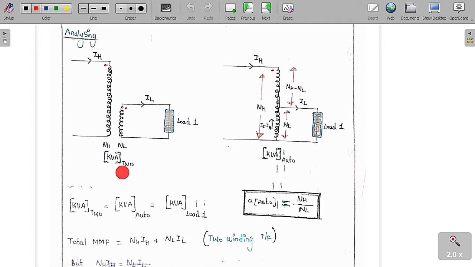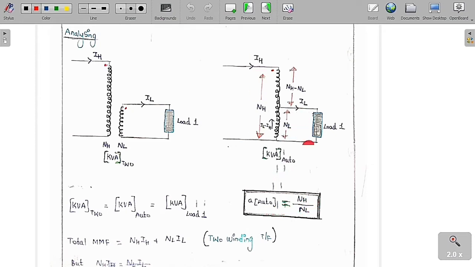The kVA of the two-winding transformer is equal to the kVA of the auto transformer is equal to the kVA of the load. So if you are going to reduce the copper, then it is possible to make the kVA of the two-winding transformer and the kVA of the auto transformer the same. But if you are not going to reduce the copper, then definitely the kVA rating of the auto transformer is always greater than the kVA rating of the two-winding transformer. The turns ratio of the auto transformer is equal to NH by NL.